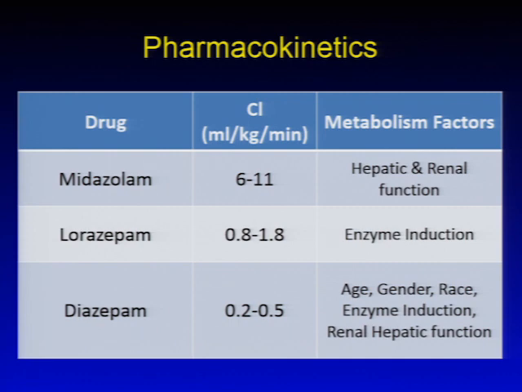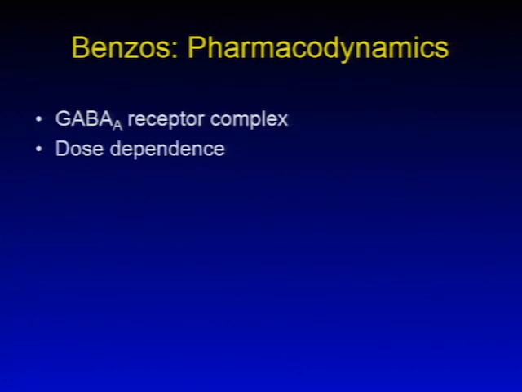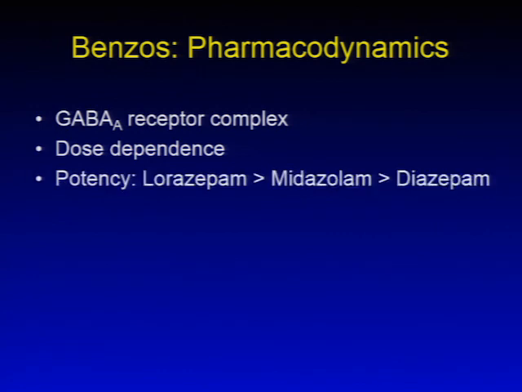The pharmacodynamics of the benzodiazepines: they bind to the GABA-A receptor complex. It does have a dose-dependent effect. Potency is as follows: lorazepam greater than midazolam, which is greater than diazepam. And then tolerance is achieved via downregulation of the receptors.